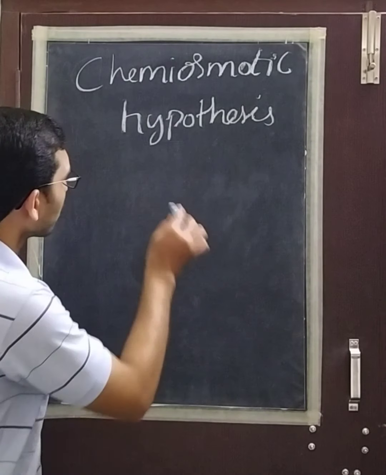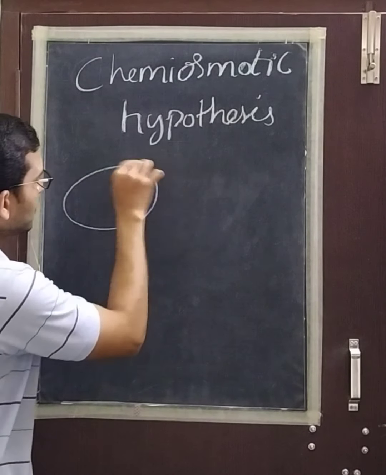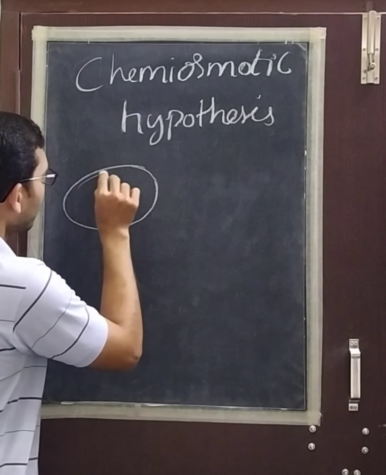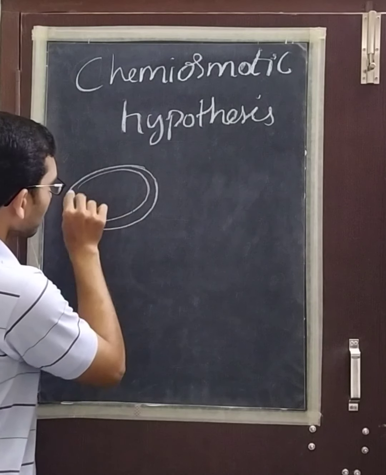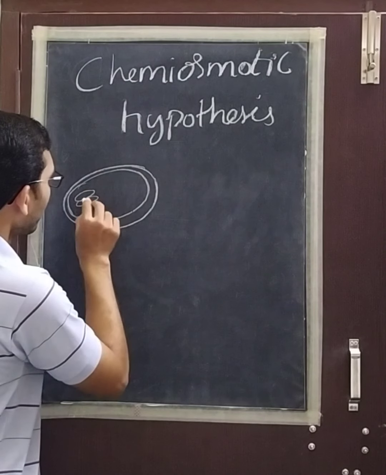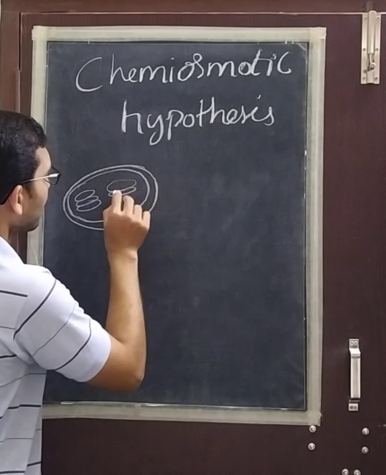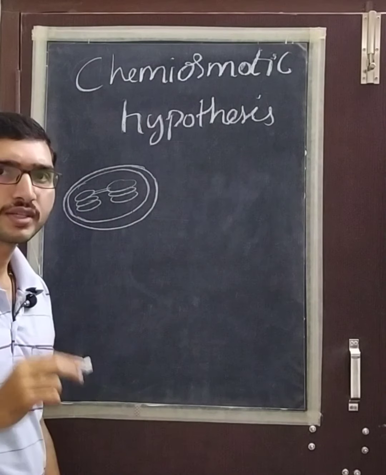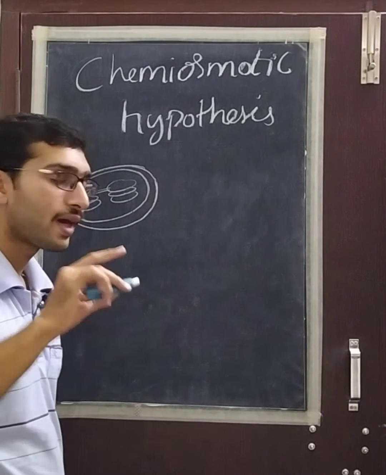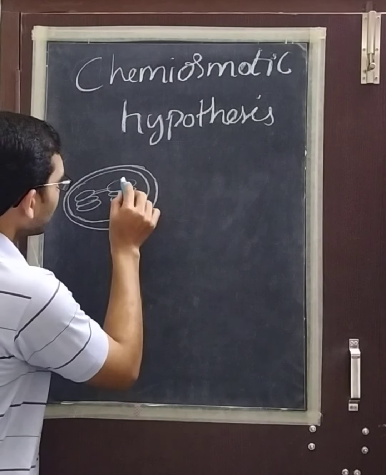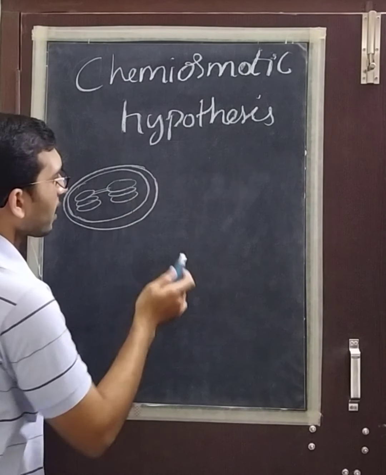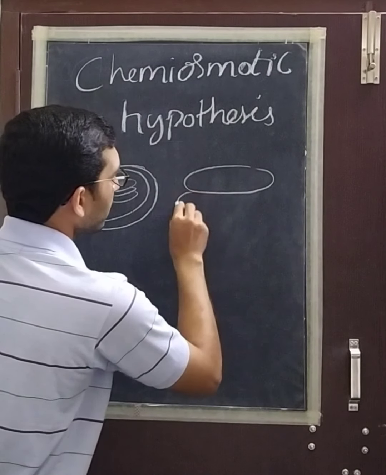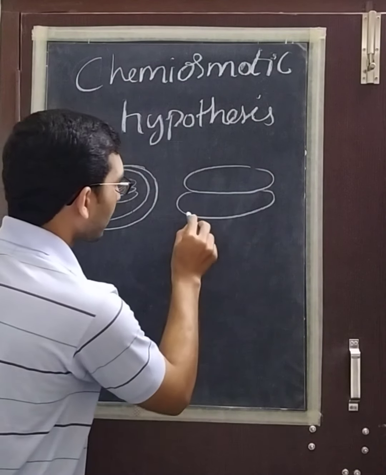When you look at the chloroplast, this is the chloroplast cell organelle and it has an outer membrane and inner membrane, and it has membrane-bound structures, which we call grana, and these grana are connected to each other with the help of stroma lamellae. Inside this grana we have a stack of thylakoids.